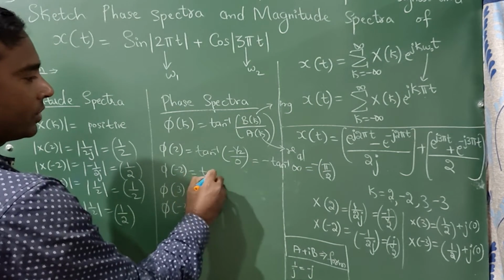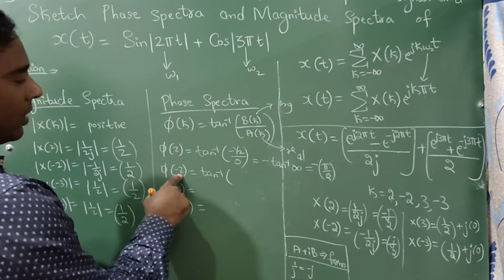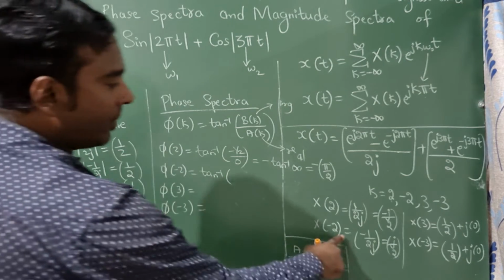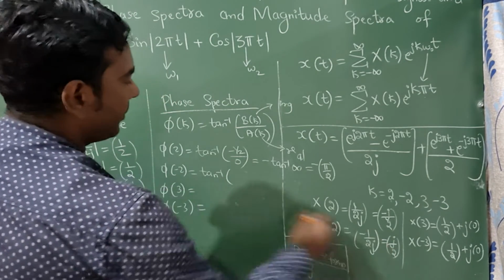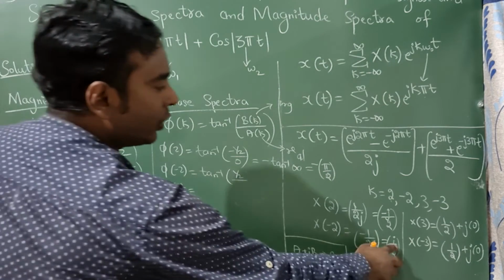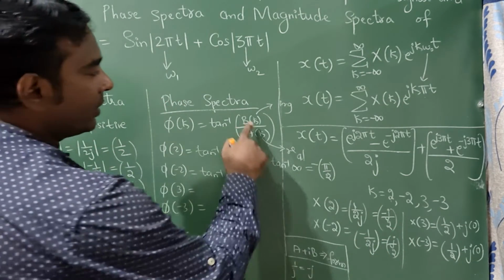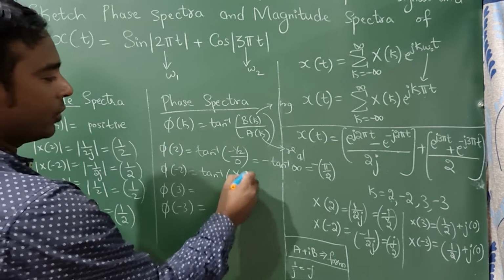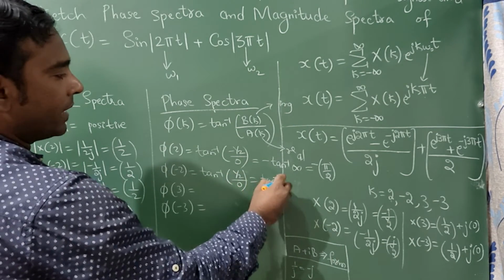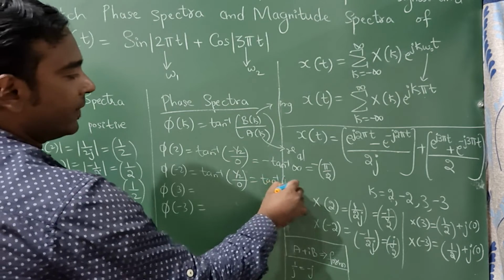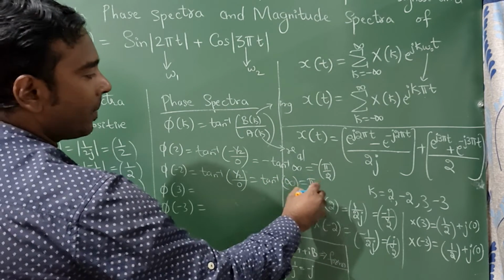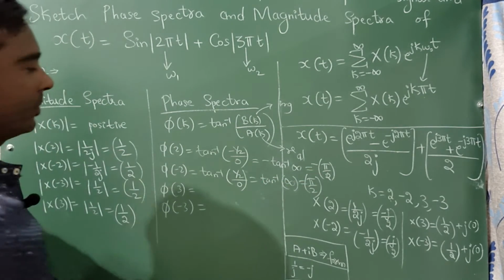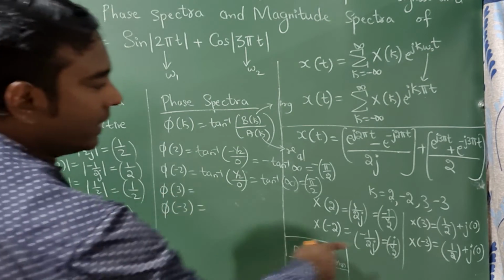Now again, tan inverse of minus 2. Minus 2, what is here? 1 by 2. You should not write j. But that is the imaginary part. Real part you don't have. So it is 0. So tan inverse of this is infinity. So infinity means it is pi by 2. Next, phi of 3.